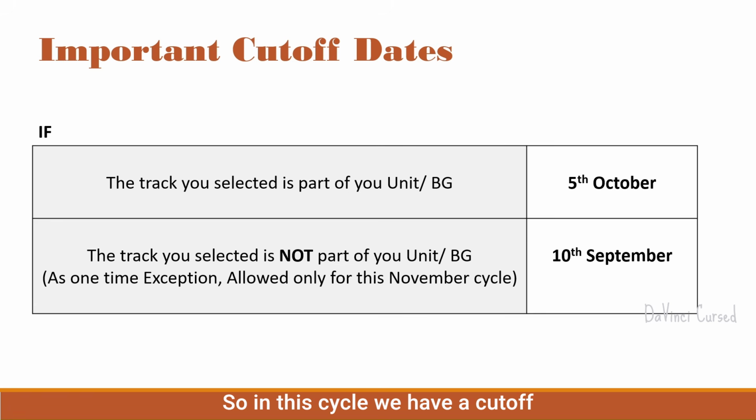So in this cycle, we have two different cutoff dates. One regarding the unit specific courses and the other regarding non-unit specific courses, like the track you have selected to attend for the Wings1 digital exam. We have one date for that, and if the track is not part of your BG, we have a different date. Let's say you have selected T1 and T1 is part of your unit or BG specific track list, so you can complete that course on or before 5th of October 2024.